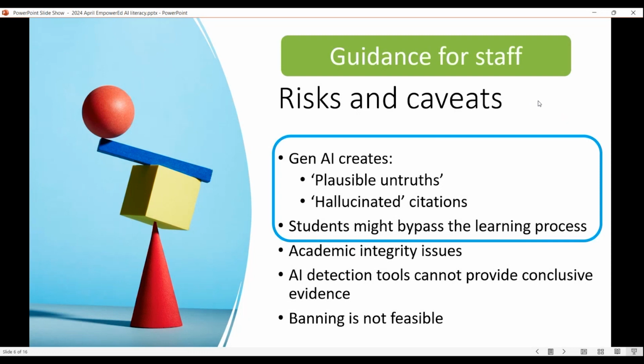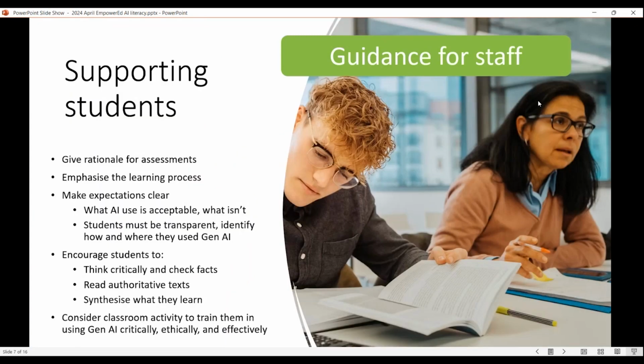So here's the slide that follows that one in the staff session. So how we can support our students in using it ethically. We can be transparent with them. Why are we asking you to do this? Why do we want you to read a load of books and write an essay?